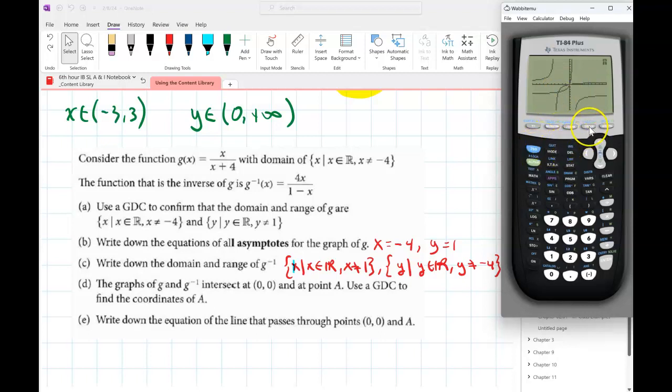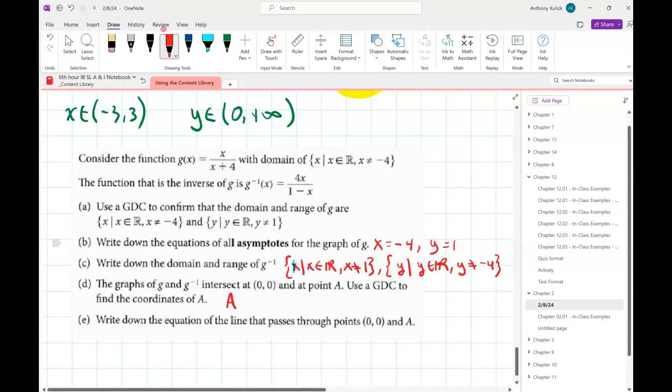So to find that, I press second and trace. I'll choose the intersect command. First curve, enter. Second curve, enter. And the guess, now I have to be careful because there's more than one intersection. I have to make sure I move that close so it finds the one that I'm indeed looking for, and it says that's -3, 3. When I said negative, I meant -3, -3. I think it said -3, 3.